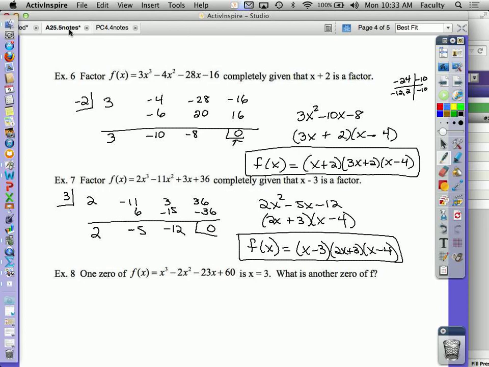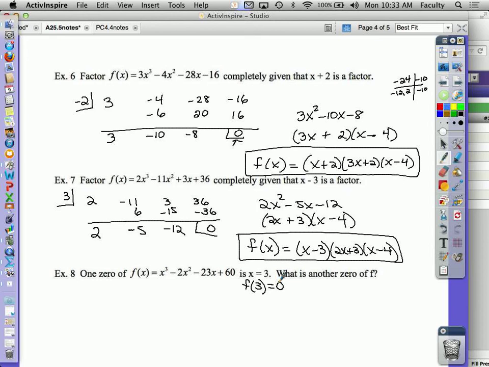What we've done so far, again, is looked at the factor theorem, that if we knew a factor, we could reduce it down to a quadratic and continue to factor it. Then the natural continuation in example 8 is, okay, what if I have a 0 or a solution? Remember the word 0 is another word for solution or x-intercept. So if x equals 3 is a 0, now let's go back here. If x equals 3 is a 0, that means f of 3 is 0. That means the remainder is 0.